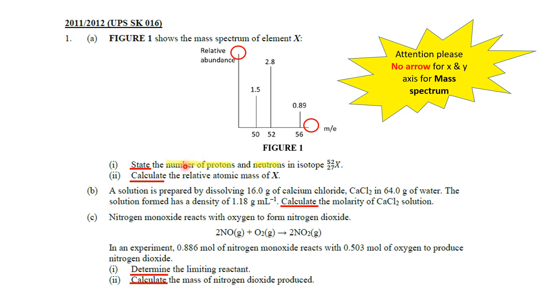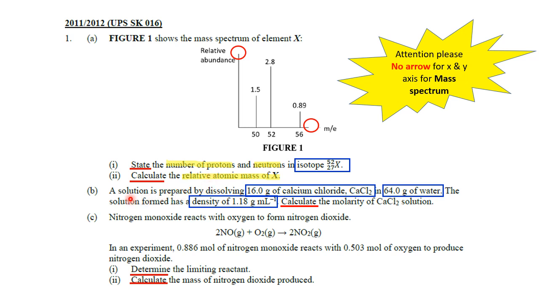For the first question, there are two parts. State the number of proton and neutron. You must know how to interpret this isotopic notation. 52 refers to the nucleon number and 27 refers to the proton number. So I think you should be able to answer the number of proton. And then how about the neutron number? Second question, calculate the relative atomic mass of X. Relative means there's no unit.